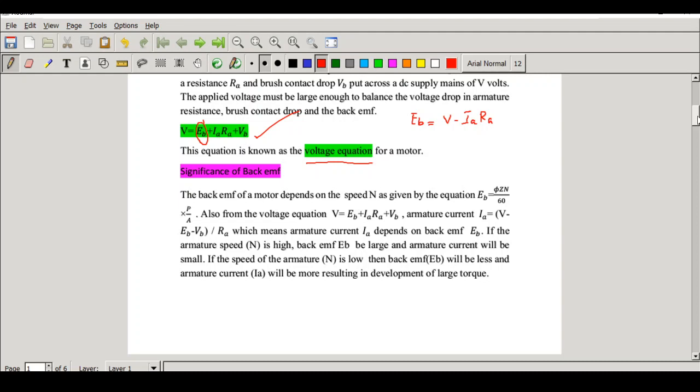Next we will move on to the next concept, that is, what is the importance of this back EMF? Okay, or what is the role of this back EMF in regulating the speed of a DC motor?